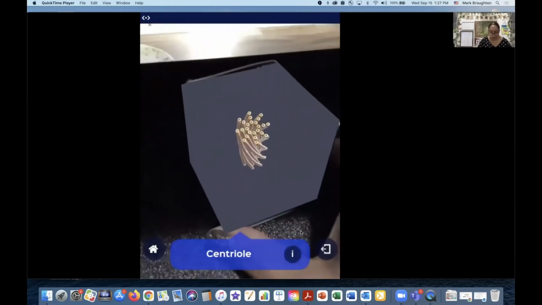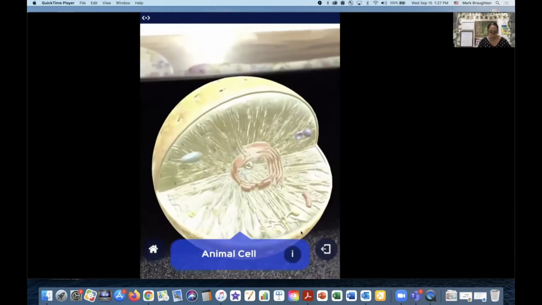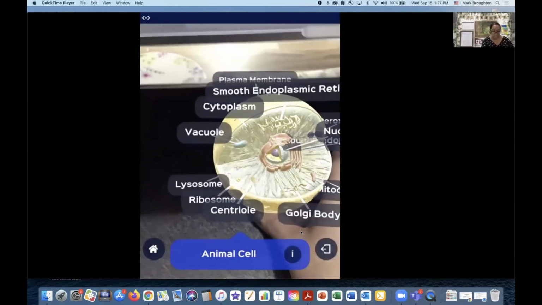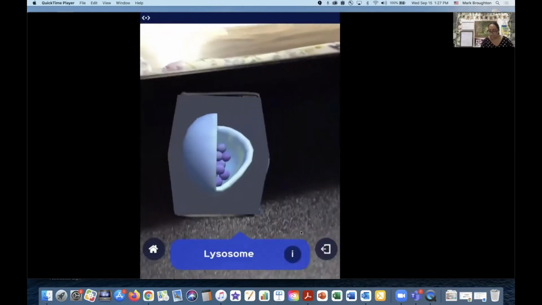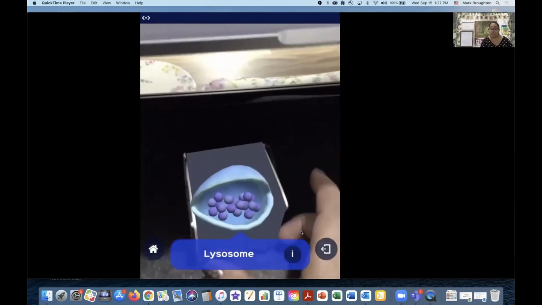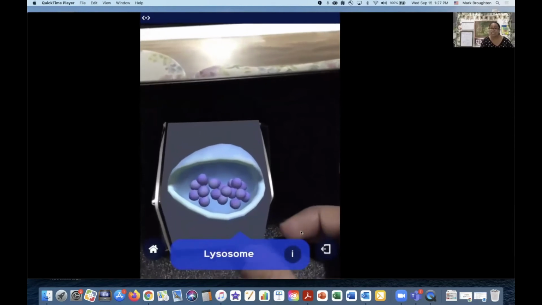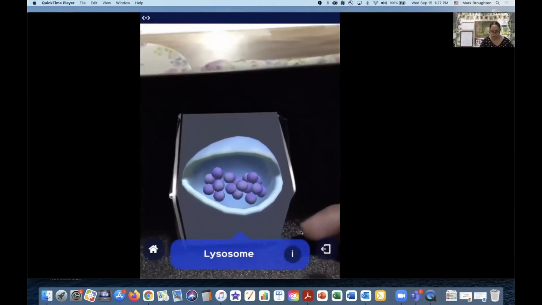And then the next one we're going to take a look at are the lysosomes. See if you guys can find those lysosomes. And I think I see them right over here in the corner. The lysosomes aid with digestion. They break down waste and other foreign materials.